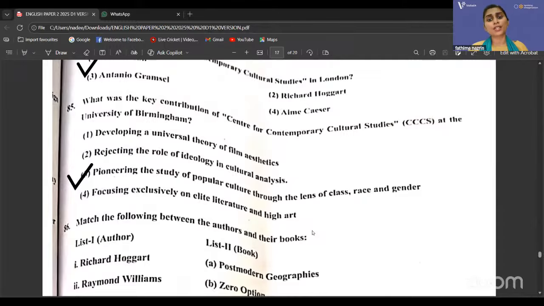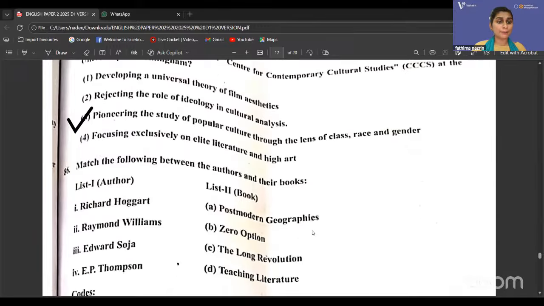What was the key contribution of the Centre, 85th question? What was the key contribution of the Centre for Contemporary Cultural Studies at the University of Birmingham? The options are very clear. The answer would be option 3, pioneering the study of popular culture through the lens of class, race, and gender. So option 3 is the answer of question number 85.